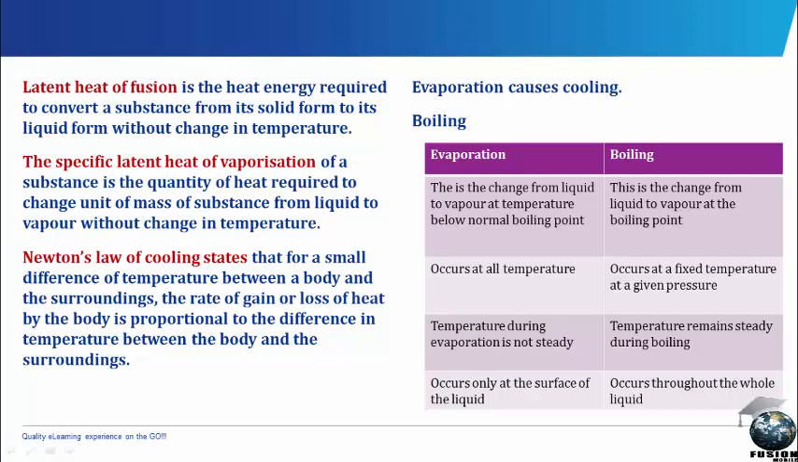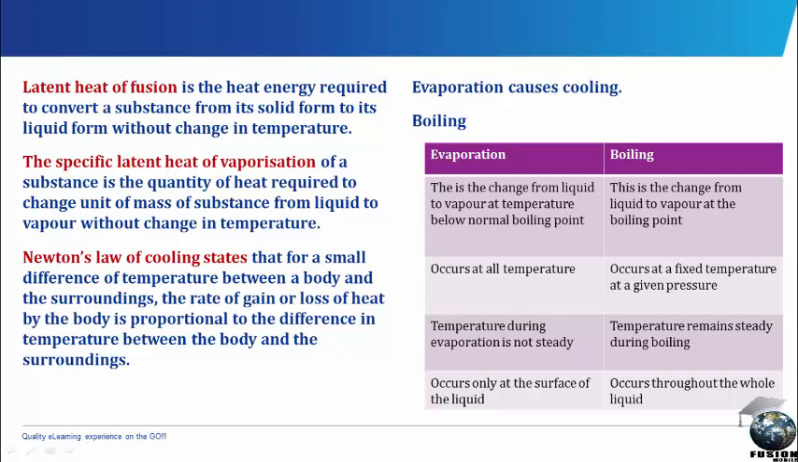So latent heat is that particular heat energy required to convert a substance from one state to another without any corresponding change in temperature. Please, my dear, take it down. Write it down now. It is the heat energy required to convert a substance from one state to another without a corresponding change in temperature. For example, latent heat of fusion is the heat energy required to convert a substance from its solid form to its liquid form without change in temperature.